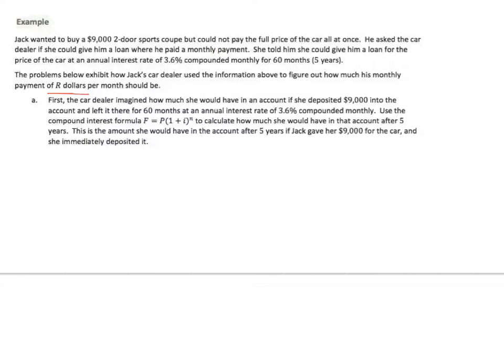First, the car dealer imagined how much she would have in an account if she deposited $9,000 into the account and left it there for 60 months at an annual interest rate of 3.6% compounded monthly. Use the compound interest formula, F equals P times (1 plus i) to the n, to calculate how much she would have in that account after 5 years. This is the amount she would have in the account after 5 years if Jack gave her $9,000 for the car and she immediately deposited it.